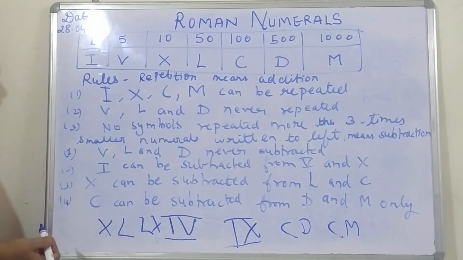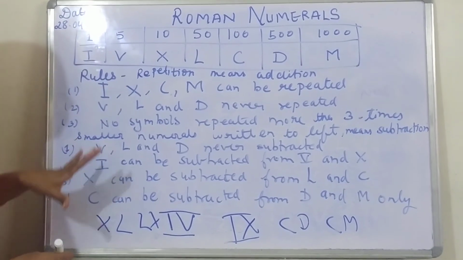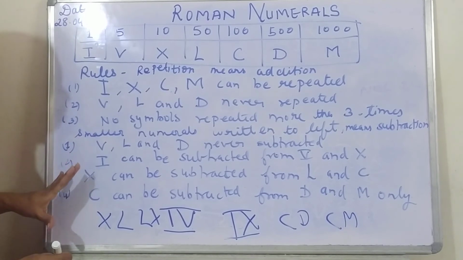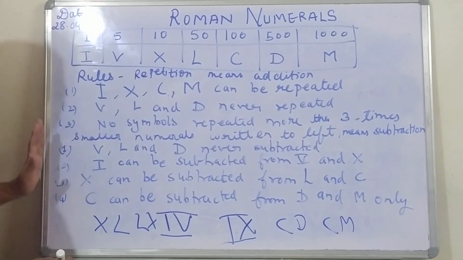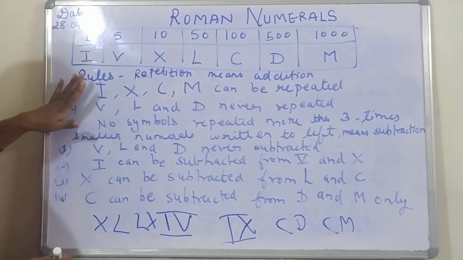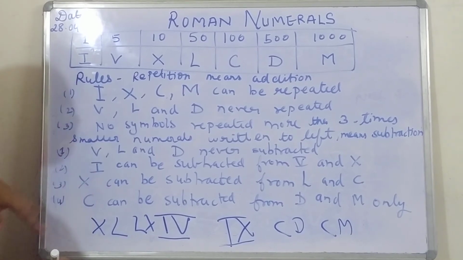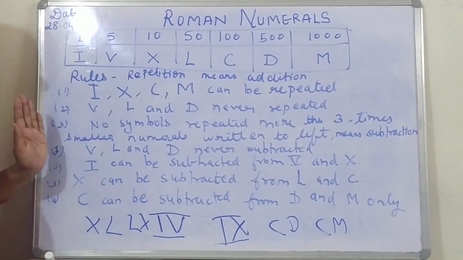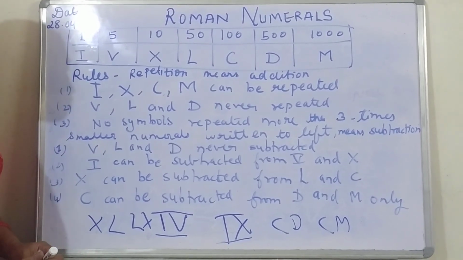Like this, you can write the Roman numerals according to these rules. If you follow these rules, your Roman number will be correct. Otherwise, if you do not follow the rules, your Roman numerals will not be correct. Hope you understand how to write the Roman numerals. Thank you.